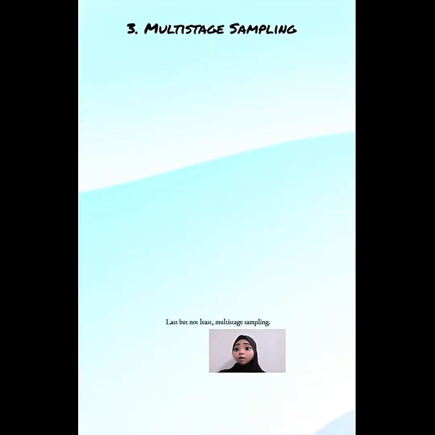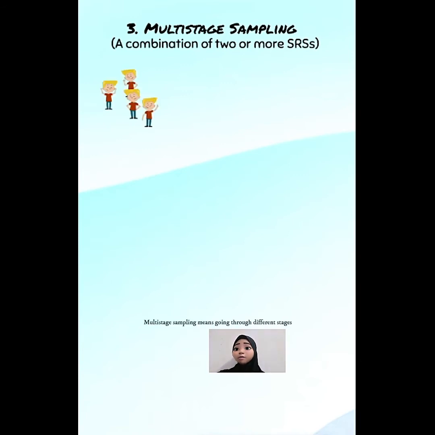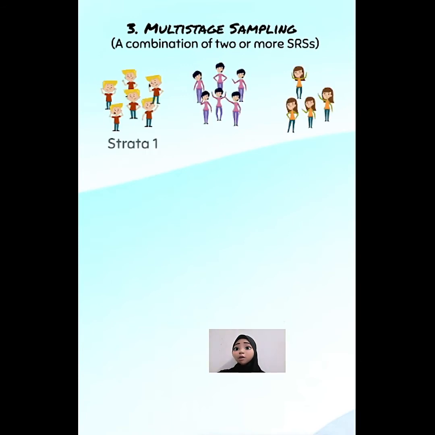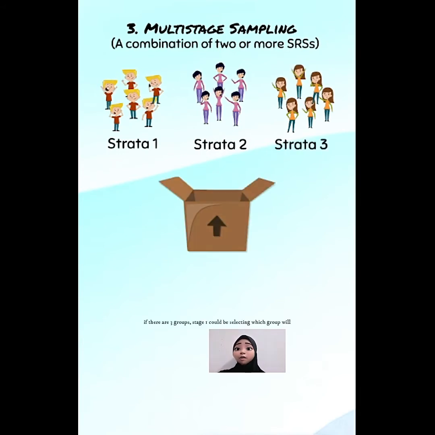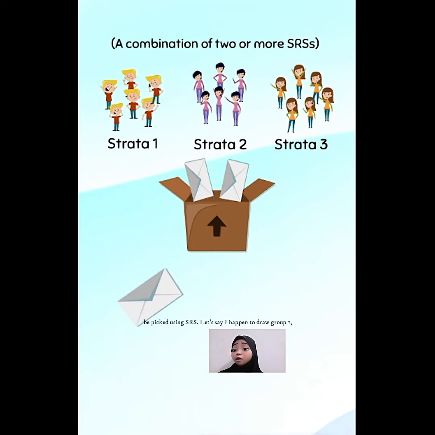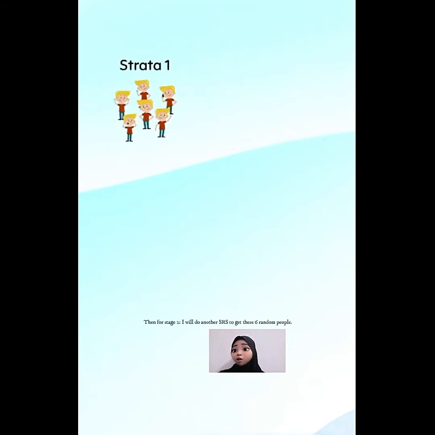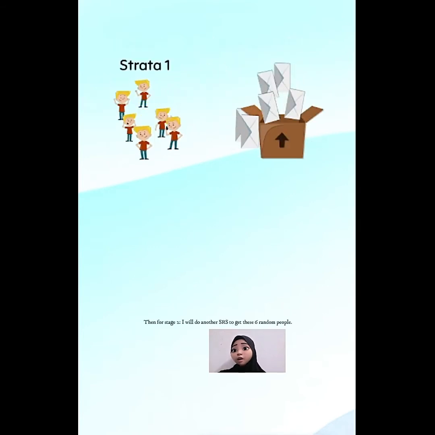And last but not least, multi-stage sampling. Multi-stage sampling can be done by using a combination of 2 or more simple random samplings. Multi-stage sampling means going through different stages to find where the sample comes from. For example, if there are 3 groups, stage 1 could be selecting which group will be picked using simple random sampling. Let's say I happen to draw group 1, that means I will only focus on group 1. Then for stage 2, I will do another simple random sampling to get these 6 random people. So that is all from me.